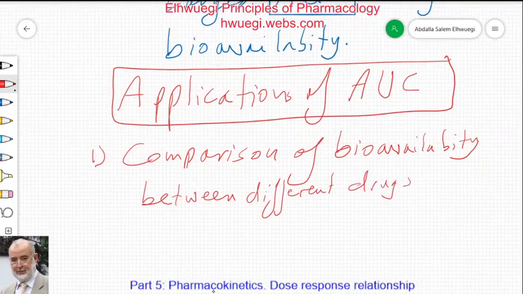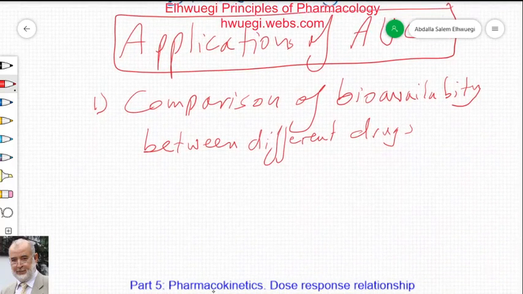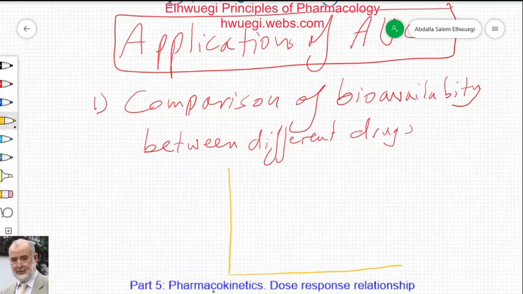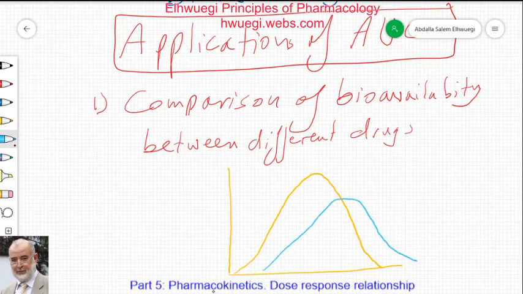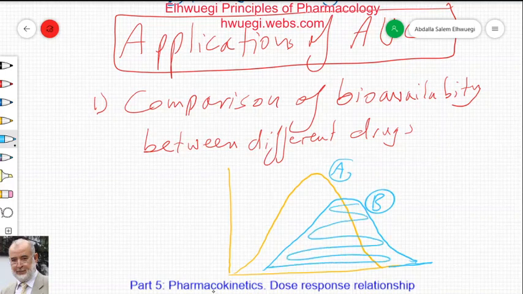Just imagine that we have 2 drugs, drug A and drug B. This is the area under the curve produced by drug A, and this is the area under the curve produced by drug B. Both of them are used, for example, for treatment of hypertension.